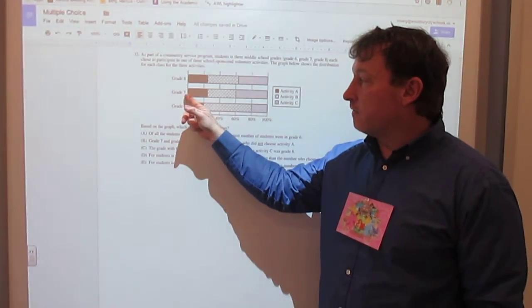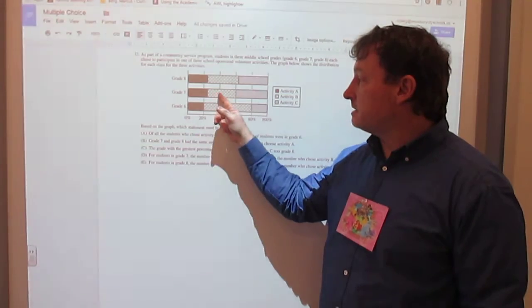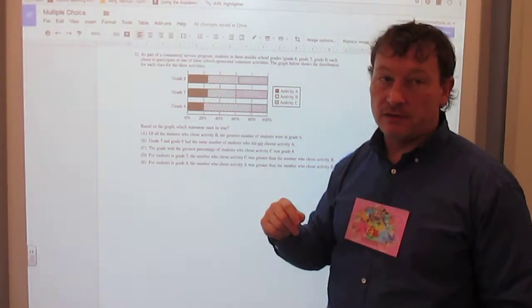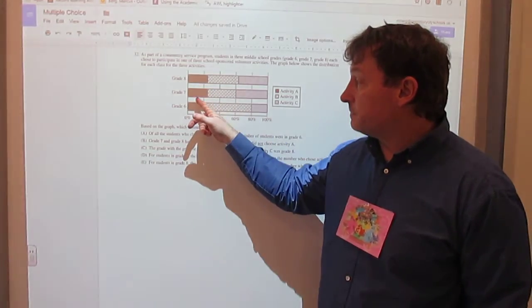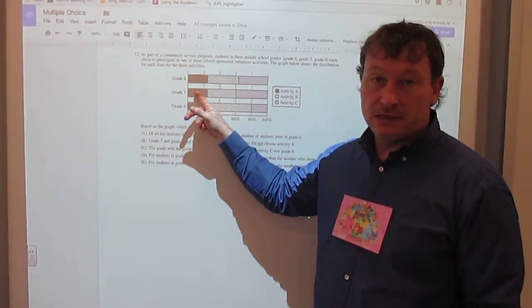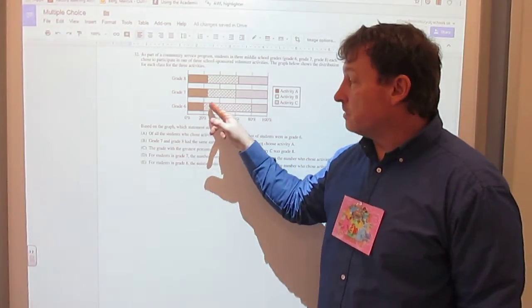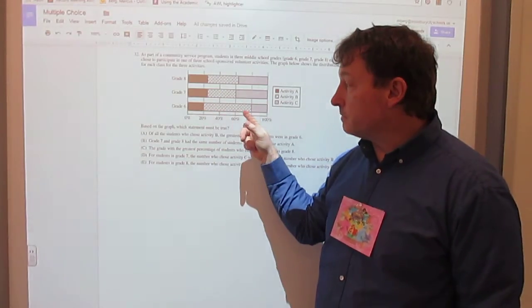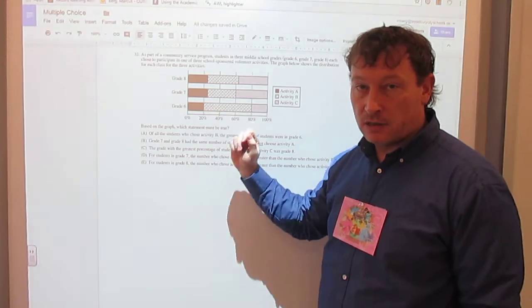I can say the number of students in activity A for 7th grade is less than the number of students in activity B for 7th grade. But I can't say that the number of students in activity A for 6th grade is less than the number of students in activity A for 7th grade, because I don't know how many students. If there's 200 students here and 4 students here, then it doesn't matter what the percentages are.